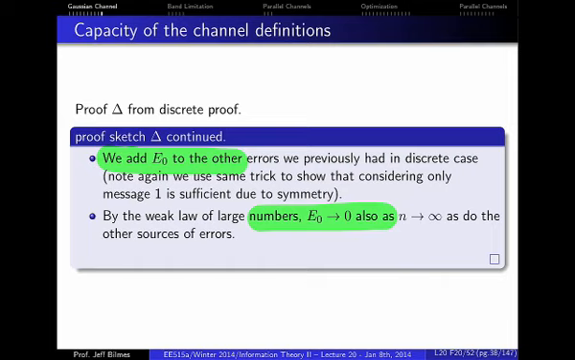Can you raise your hand if you understood this argument? Okay, so 100% of you understood it. So I'm really good at estimating percentages.